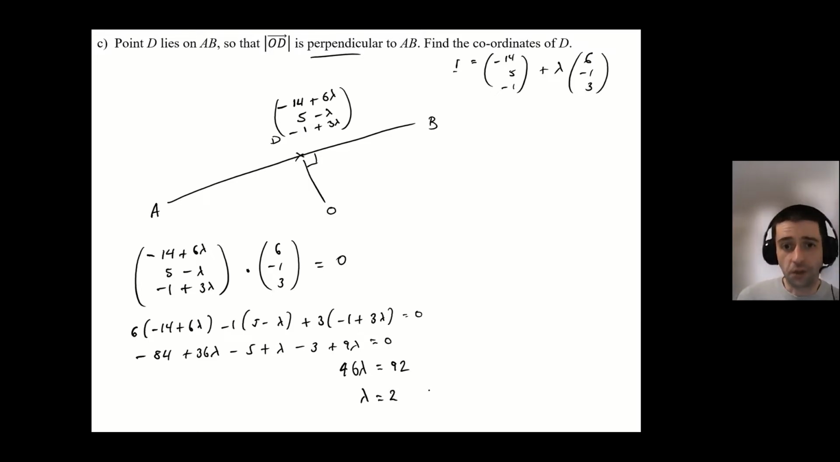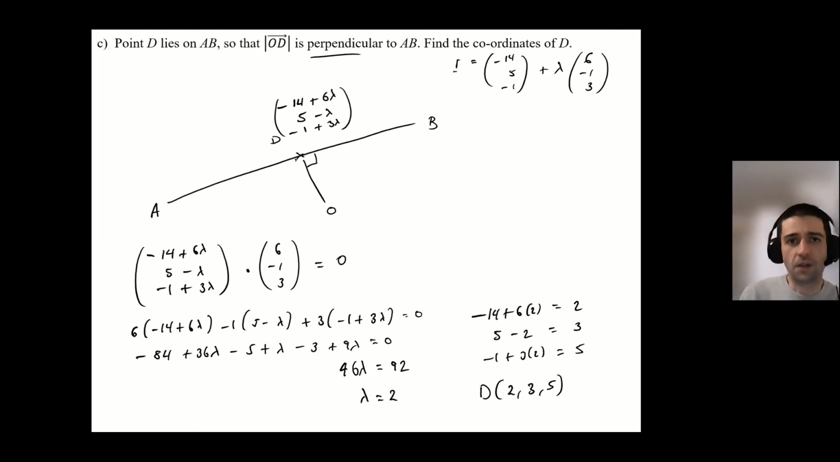Now, crucially, that's not the solution. What I've got to do now is substitute this back into the point D to find my coordinates. So negative 14 plus 6 lots of 2, 5 minus 2, and negative 1 plus 3 lots of 2, which is going to give me 2, 3, and 5. So the coordinates of D are 2, 3, 5. So that point lies on the line, and the line O to D is perpendicular to A to D. Job done.